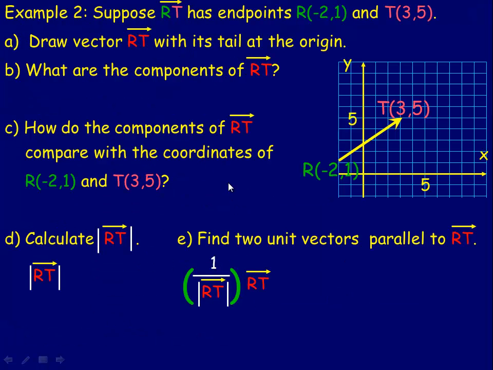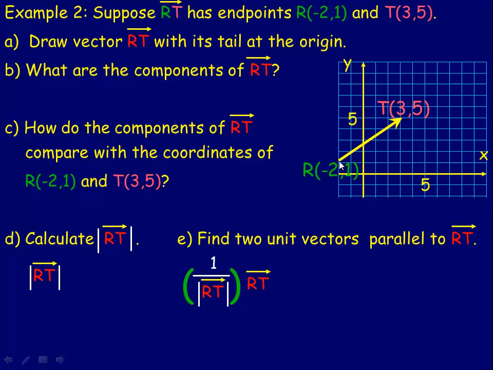In example 2, we're given these two points R and T. R is at negative 2, 1, and T is at 3, 5. So there's negative 2, 1 and 3, 5. And so RT is the vector that goes from R to T. The tail is at R, the head is at T. So it says draw vector RT with its tail at the origin.